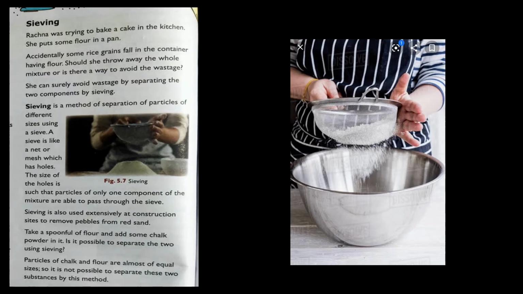The size of the holes is such that the particles of only one component will be allowed to pass through it, but not the unwanted particles, because the unwanted particles have a slightly larger size, and the particles that we want should be smaller or tiny enough to pass through the hole. Sieving is also used extensively at construction sites to remove pebbles from the red sand, because red sand is used highly at construction sites, so it should be pure. So unwanted particles should be removed from it.